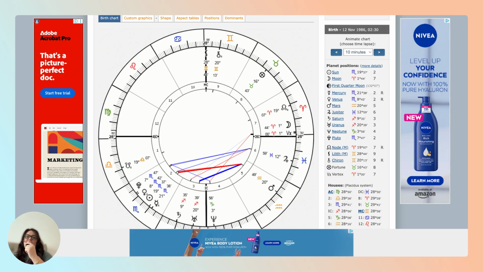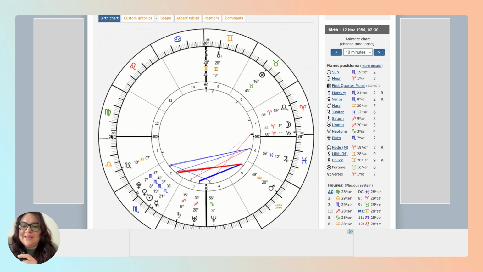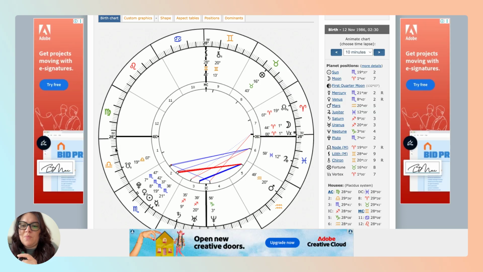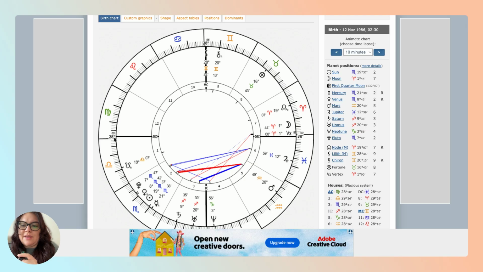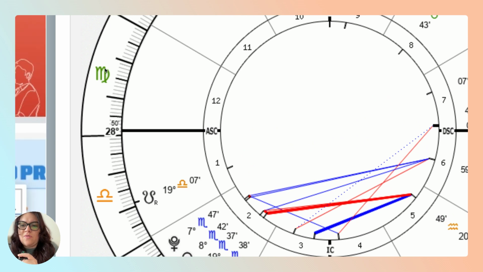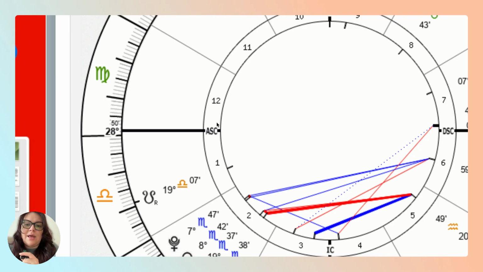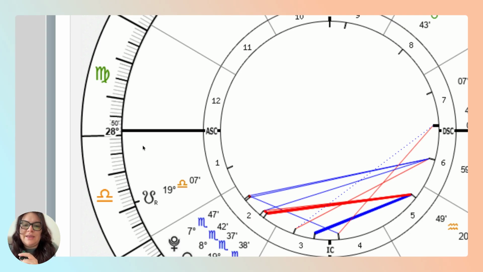So what does that mean and why are these so important? The cusp of the ascendant here, for example, is in Virgo. Even though most of the house is in Libra, if I zoom in on this, you'll see here the degree 28 of Virgo is the rising sign. So even if most of the house is in Libra, the cusp, which is the beginning of the house, is in Virgo. I am rising in Virgo in the degree 28.